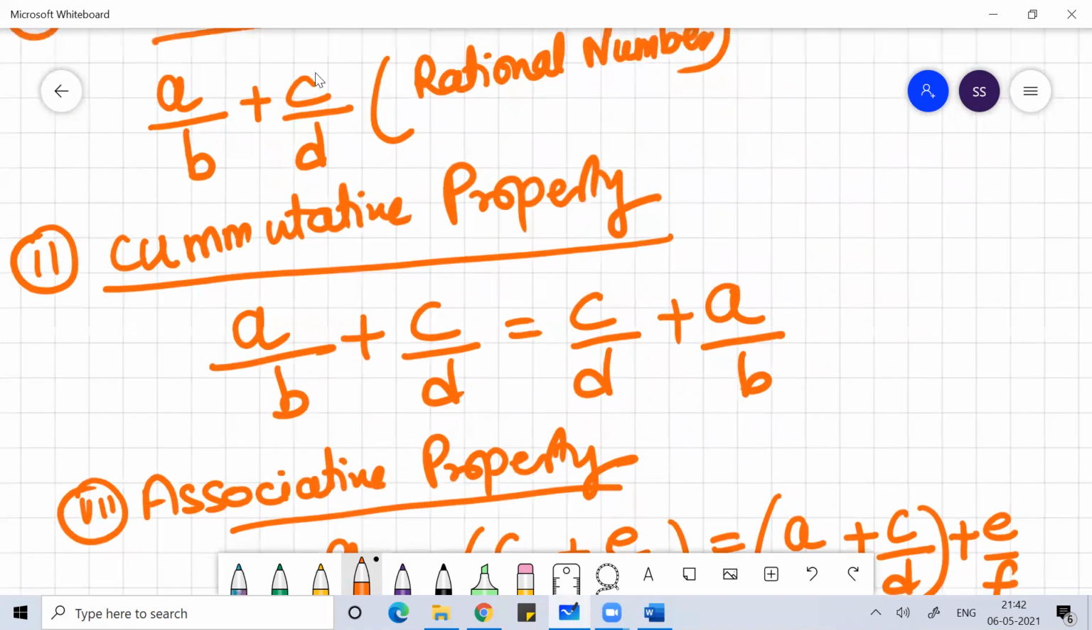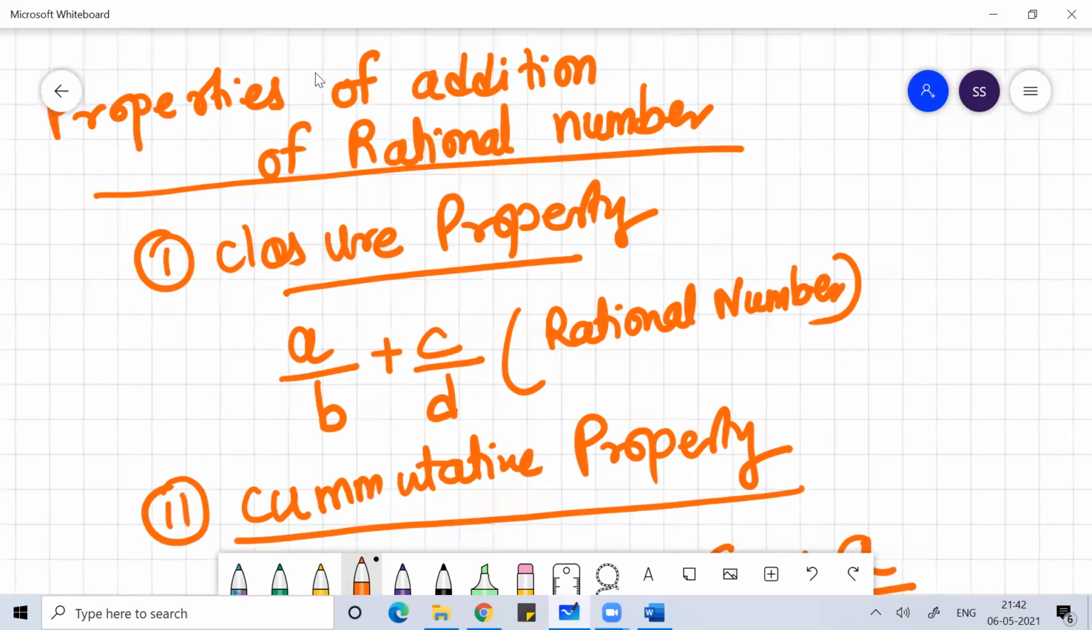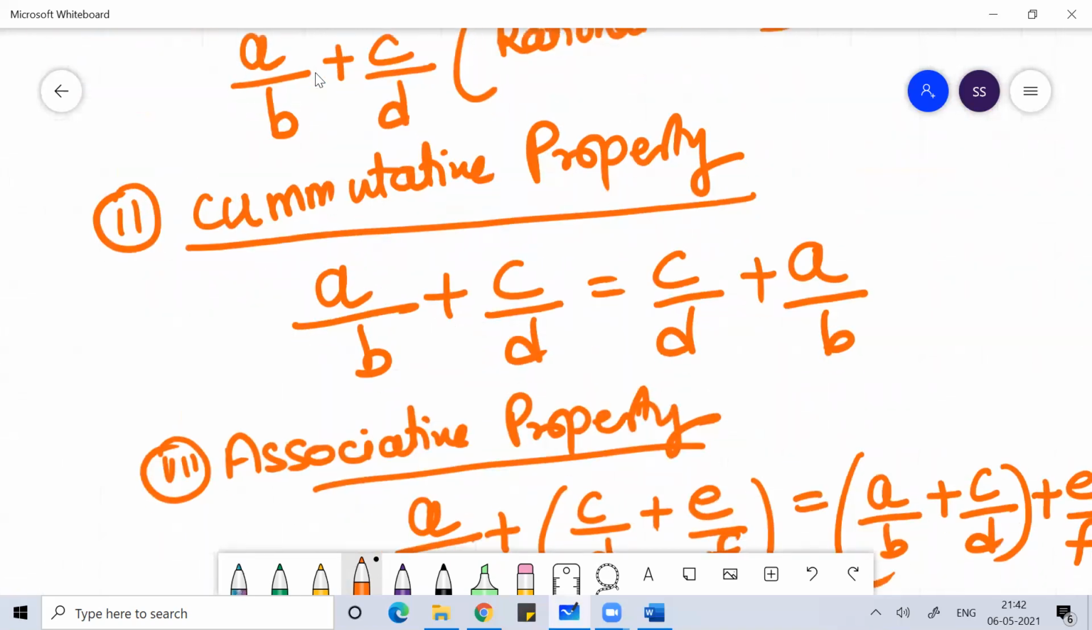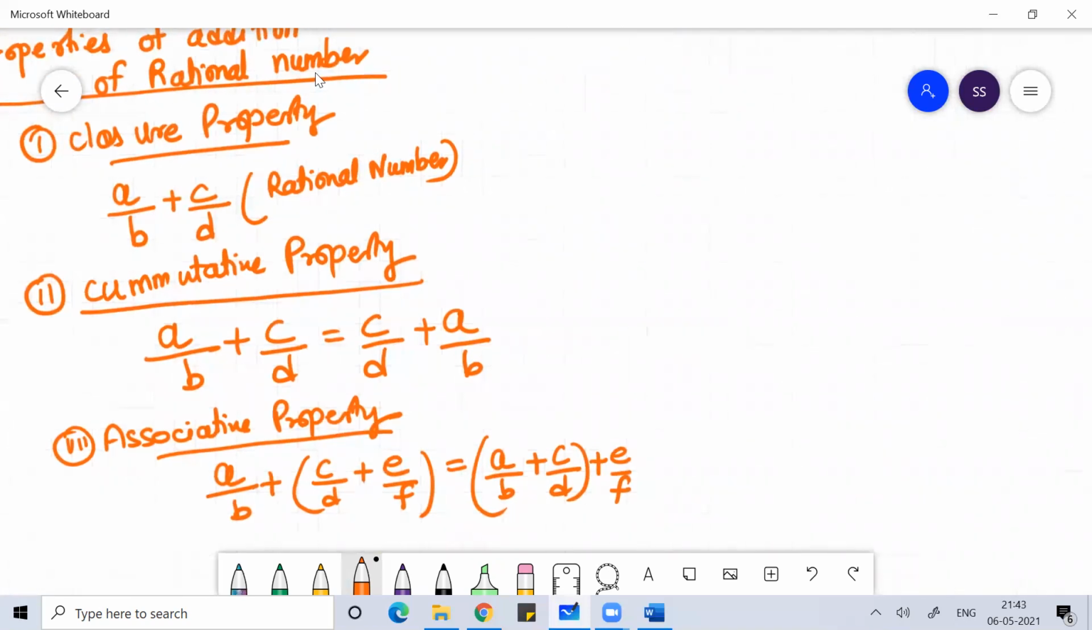So when we study the properties of addition of rational numbers, we talk about these properties: either the closure property, the commutative property, or the associative property. Okay.